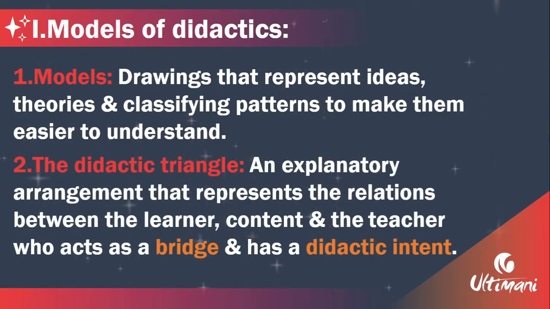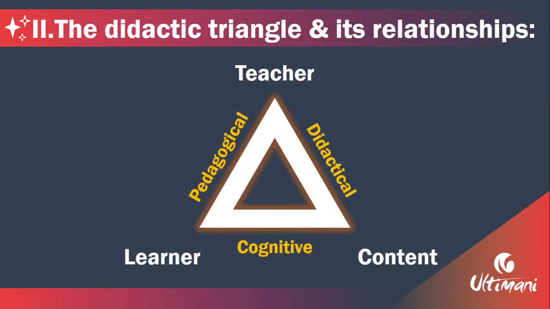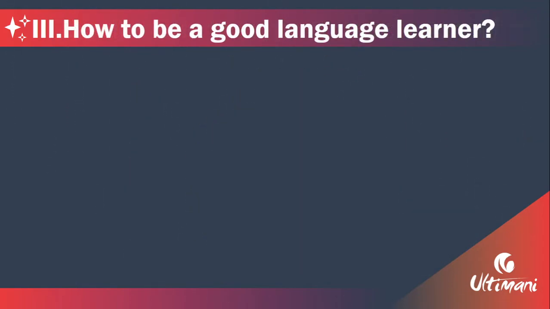It's a didactic model, and it's an explanatory arrangement that represents the relations between the learner, content, and the teacher, who acts as a bridge and has a didactic intent. And this is the triangle where you can see all the relations. Now, according to that triangle, how do you think each part should be in order to be considered as good?